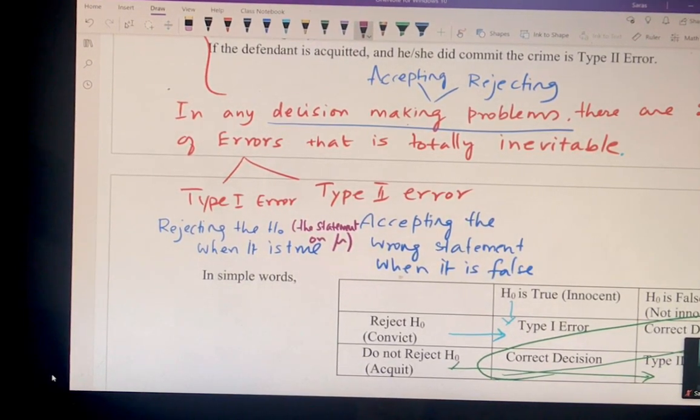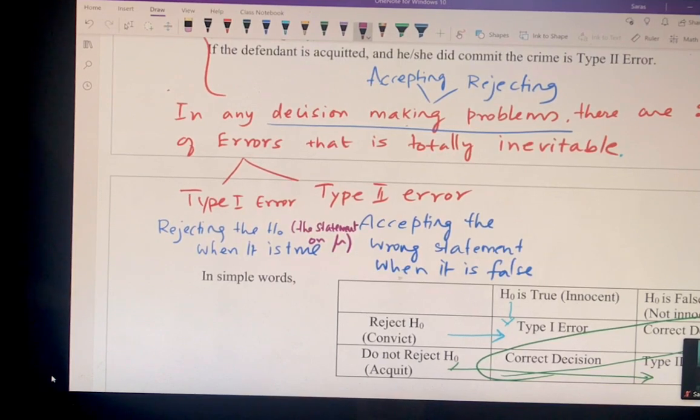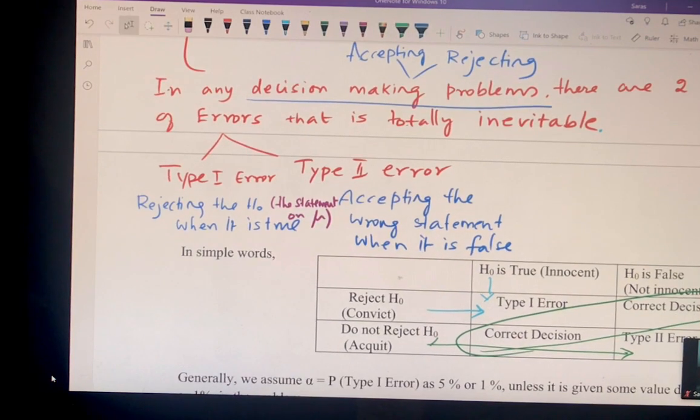What is the type 2 error? The type 2 error is you are accepting the wrong statement when it is false. So these are the two types of errors that are inevitable in any decision-making problem. Again, the type 1 error is you are accidentally rejecting the true statement, or you end up accepting the wrong statement. That's it. These two are called the two types of errors. Let's see some example here.